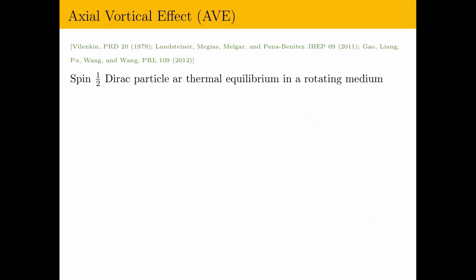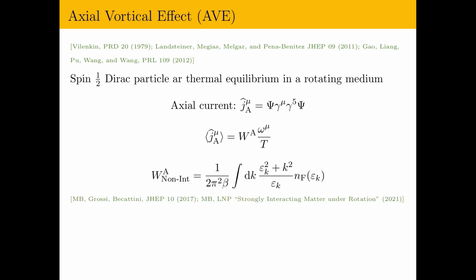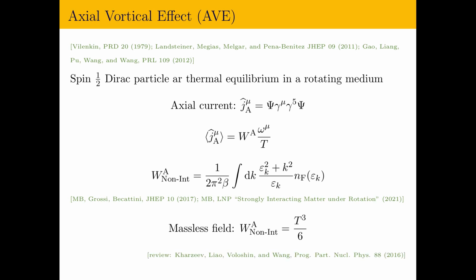Another effect in relativistic fluids, and deeply related to polarization, is the axial vortical effect, or AVE. Consider a spin-1/2 Dirac particle at thermal equilibrium in a rotating medium, and consider the axial current of such particle. It's found that an average axial charge flow is induced along the rotation of the medium. In a non-interacting theory, the AVE conductivity is given by this formula, where n_F is the Fermi-Dirac distribution function. For a massless field, the integration yields this expression, which was also derived in several different approaches.